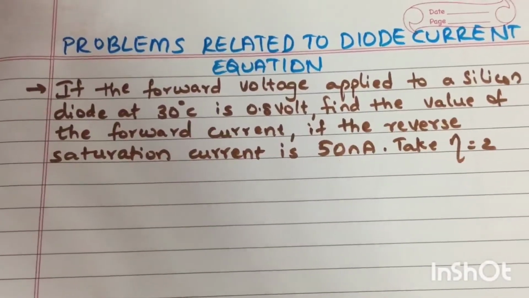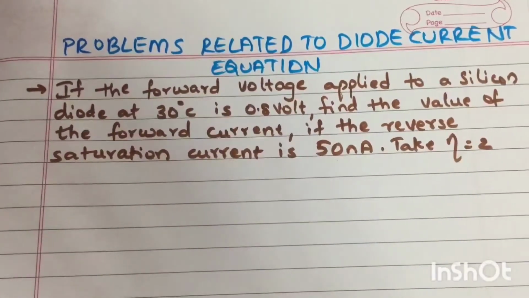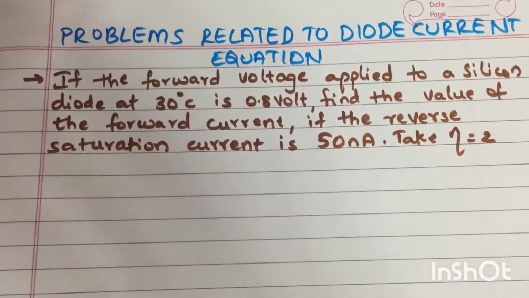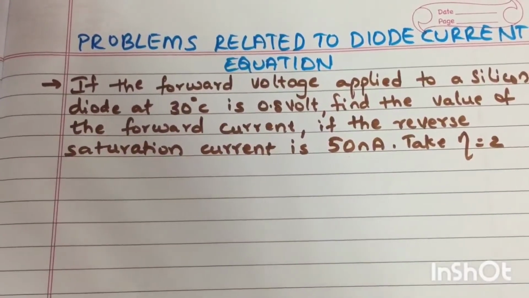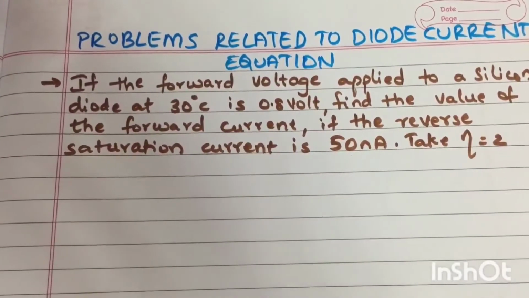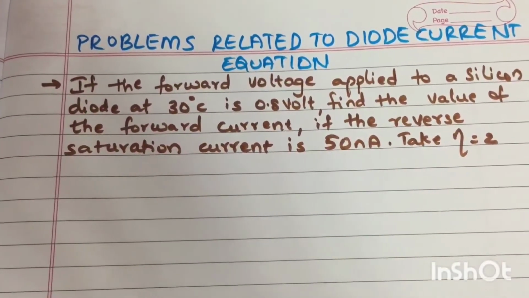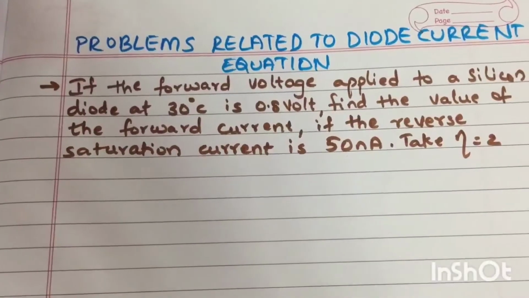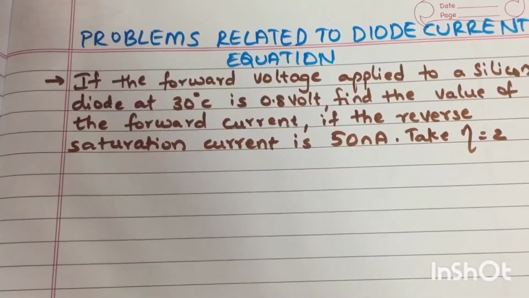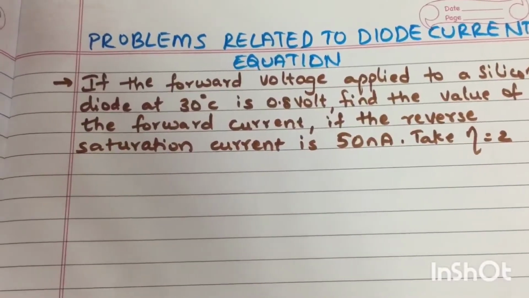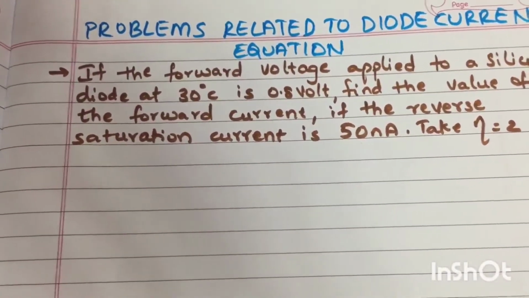Hi everyone. The next topic is about the problems related to diode current equation. So the question is like this. If the forward voltage applied to a silicon diode at 30 degrees centigrade is 0.8 volts, find the value of the forward current if the reverse saturation current is 50 nanoamperes. Take efficiency as 2.